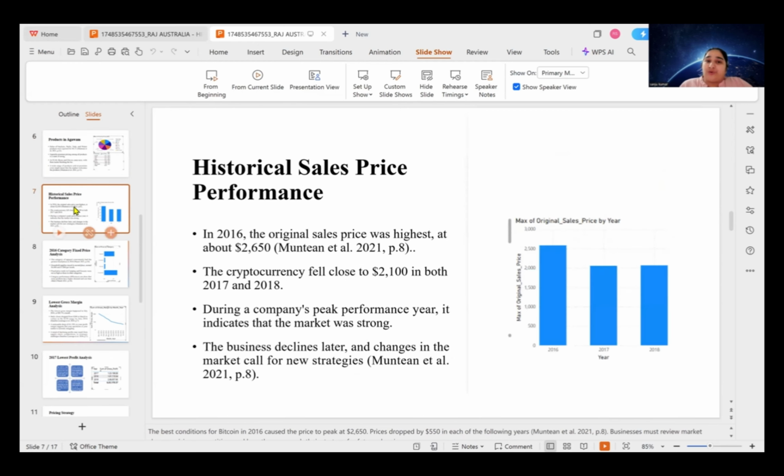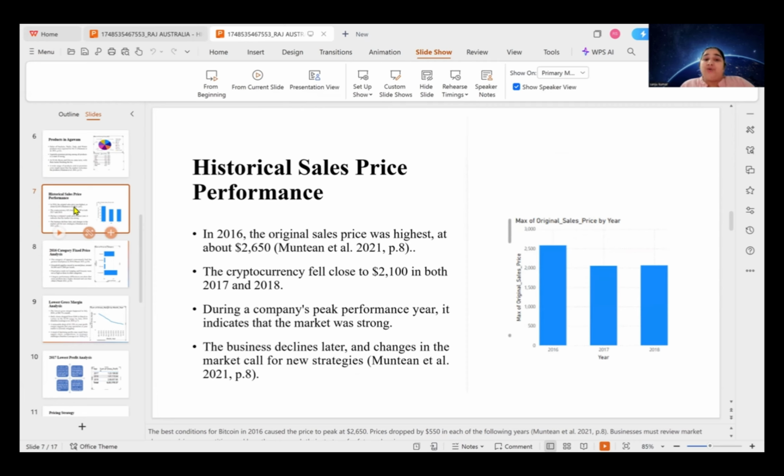Now I am talking about the historical sale price performance. In 2016, the average sales price was highest at about 2,650. It fell close to 2001 in both 2017 and 2018. During our company's peak performance year, it indicates that the market was strong, as you can see in the chart. The business declined later, and changes in the market call for new strategies.